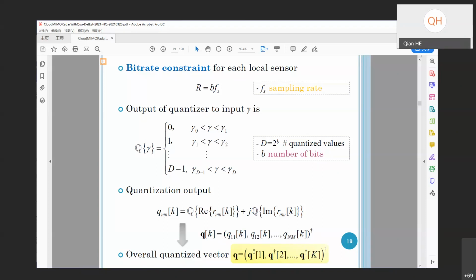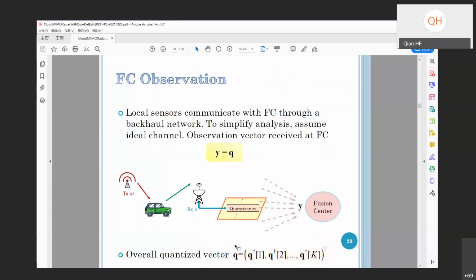Okay, so this is what you send out. You will send out from the local sensor to the Fusion Center. So here is what you send out, the capital Q. So all the quantized data will eventually be observed by the Fusion Center.